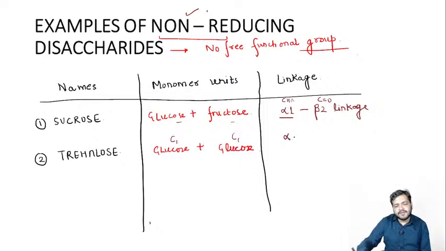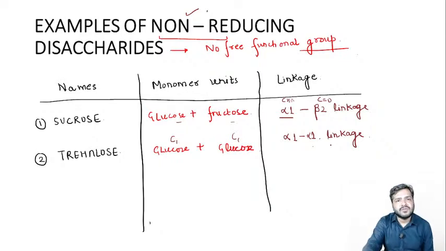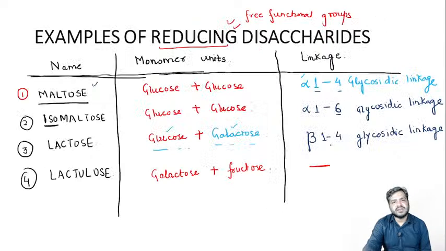So over here we have alpha 1 to 1 linkage, alpha 1 to alpha 1 linkage. Okay, simply. So these are the examples of reducing and non-reducing disaccharides.